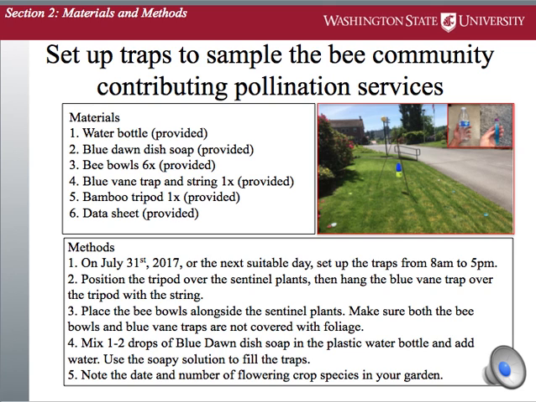And then on your data sheet, you'll want to note the date that you're doing the trapping, as well as the number of flowering crop species in your garden. You can just estimate this like you did when you signed up for the project, but I just want to know how many flowering crops you have going on your farm or in your garden at that time, so you can just make an estimate of the number of flowering crop species.